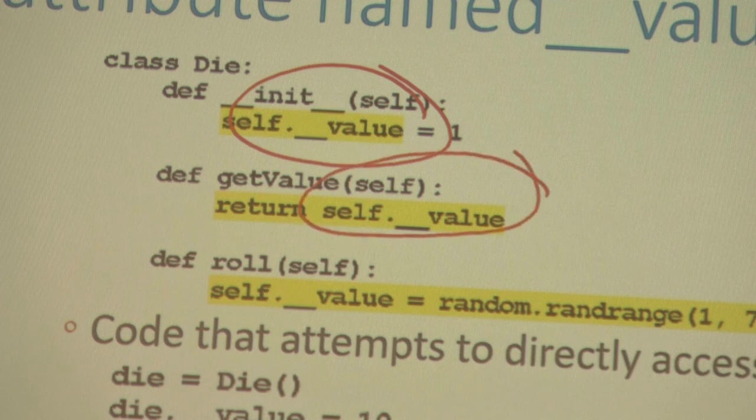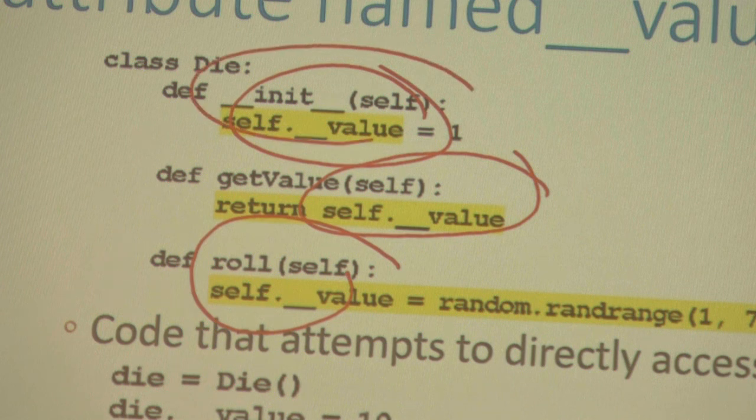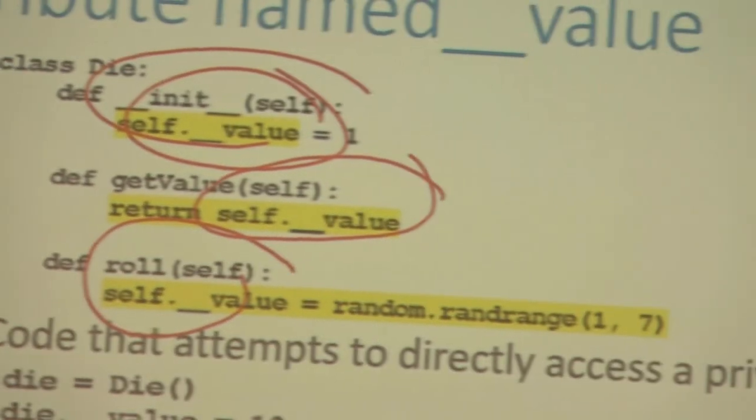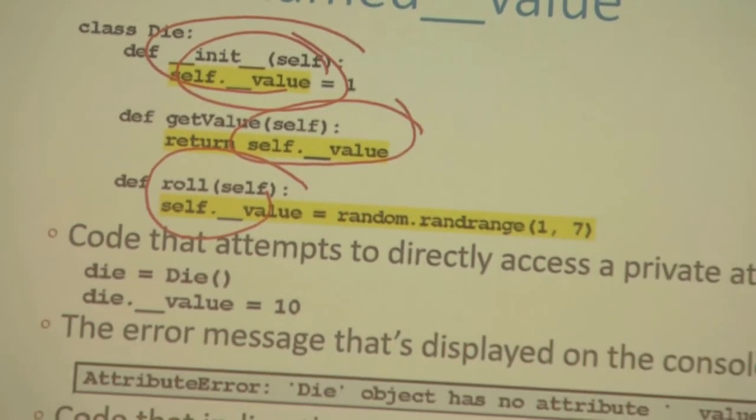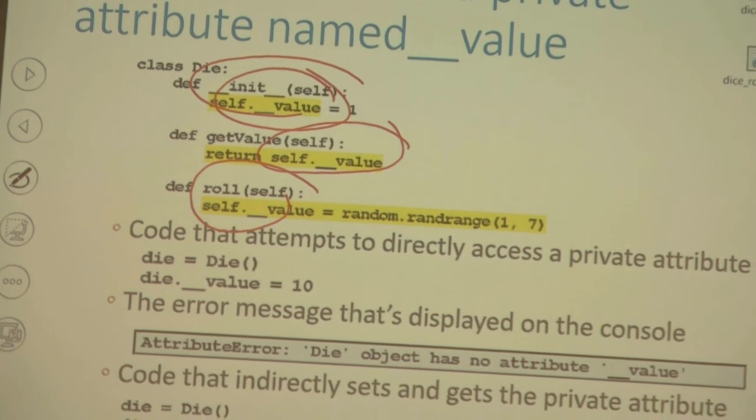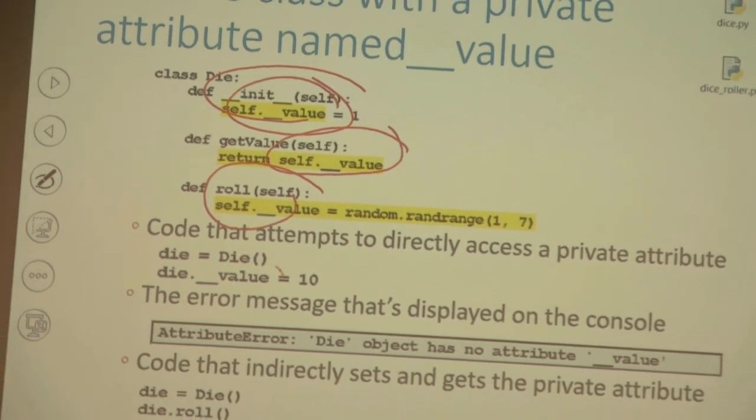And to set it, and here to roll it, it was before, and this is to get the value, and this is the initialization. So now, if I need to set the value, this will not work, because this is a direct access. The only way it works is by calling die get value.